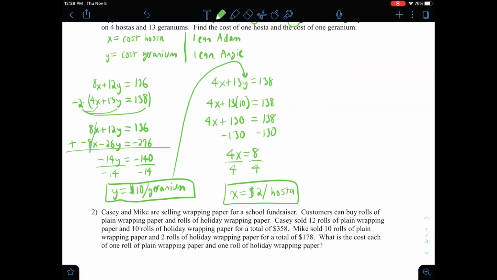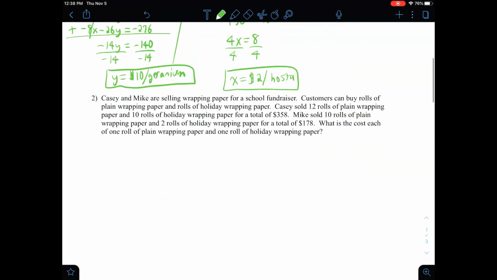Okay? And our final answer is, I mean, it is x equals $2 per hosta, y equals $10 per geranium, but our final answer is an ordered pair, which would be x and y, which would be (2, 10). That's your final answer. That's your solution where they would cross on the graph.